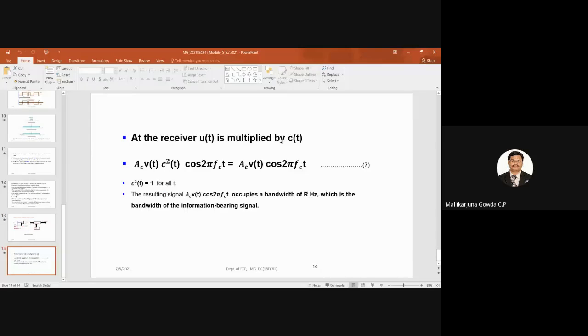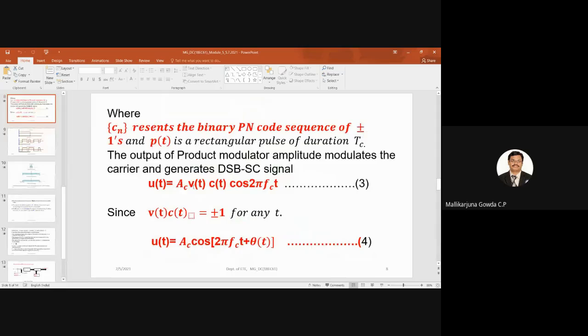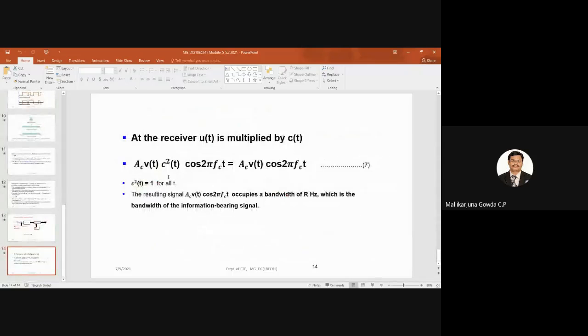So just to say, how do we do this at the receiver side? The received signal is multiplied again by that pseudo-noise sequence. We know U of t, the transmitted signal, is A_c V of t C of t cos 2 pi f_c t. Again, we multiply with C of t, which is why it is written as C square of t into cos 2 pi f_c t. If I do that, I get A_c V of t C square of t into cosine of 2 pi f_c t.